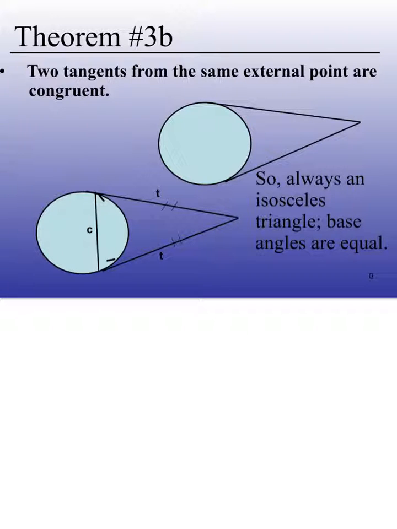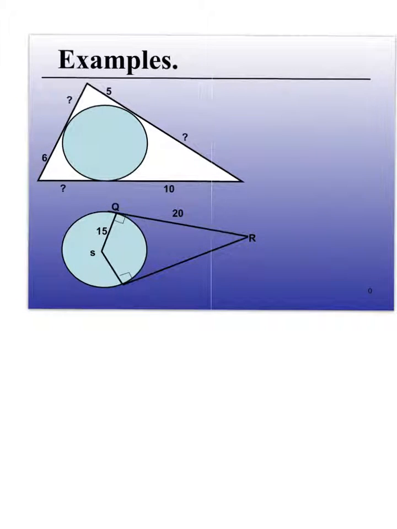So it's always an isosceles triangle. Base angles are going to be equal because we have two congruent sides. Okay, here's the congruency. That means these two angles are congruent. So we can fill in the blanks here because we have a few tangents. These two are the same tangent, so that means this question mark is equal to 5. These two are the same tangent, so this is equal to 6. And this is tangent with this, so this is equal to 10.